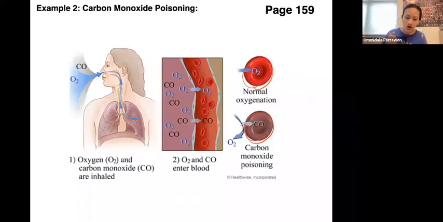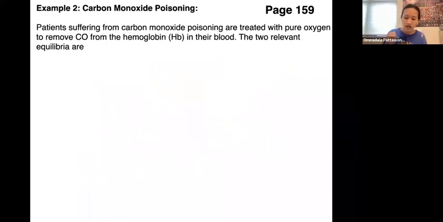So in this case, in order to treat carbon monoxide poisoning, we are going to take a look at the two relevant equilibria. Okay, so whenever a patient suffers from carbon monoxide poisoning, they are going to be treated with pure oxygen in order to remove carbon monoxide. Okay, so how would that work, right? So that's what we're going to take a look at.